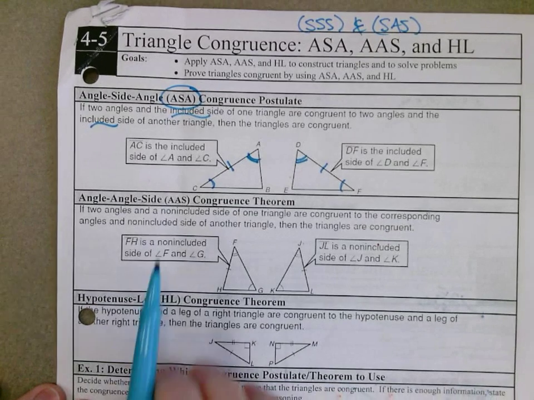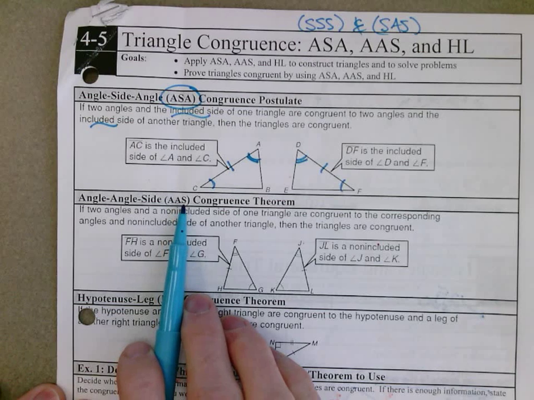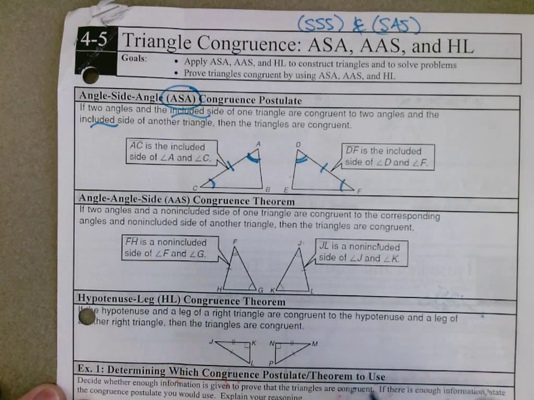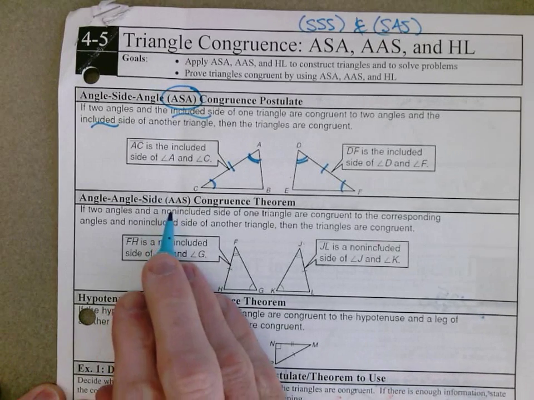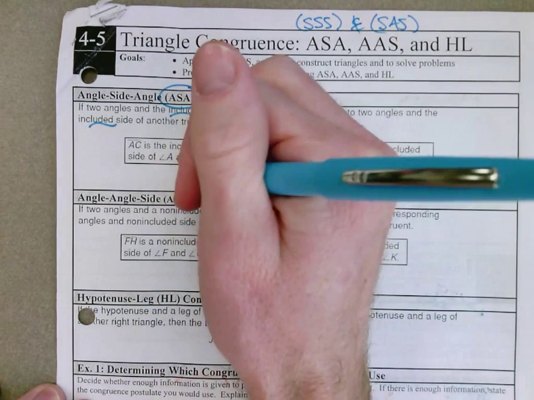Next one, AAS. Okay, so that is two angles and one side, and I should say a non-included side of one triangle is congruent to two angles and a non-included side of the other. You can also stop and conclude that those triangles are congruent.